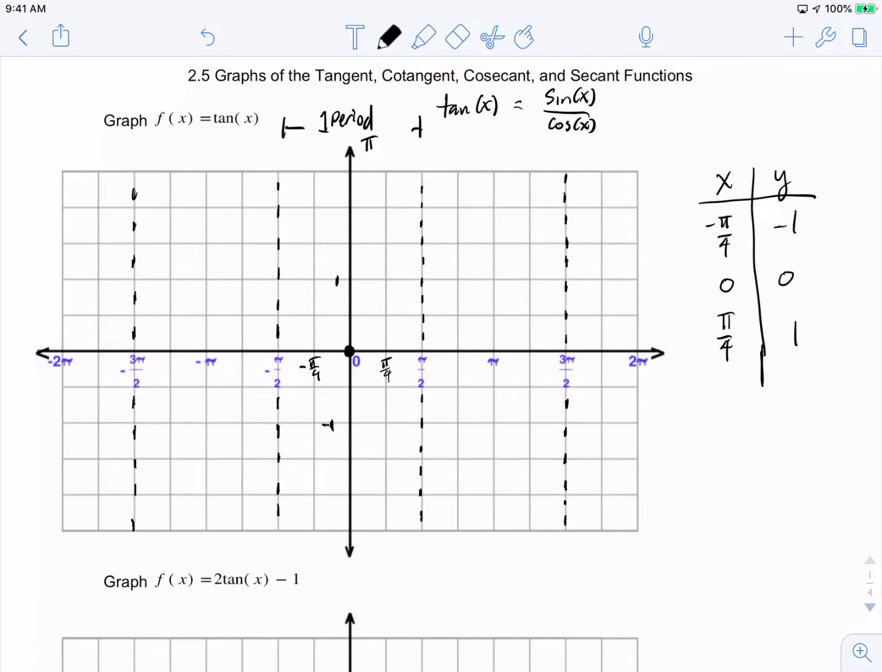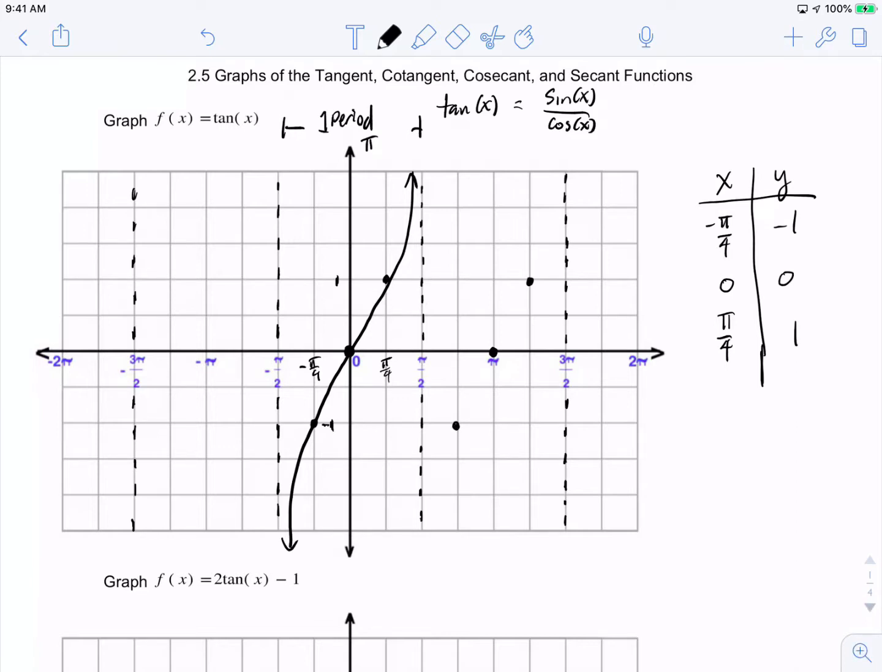So at negative pi over 4, we're going to get a negative 1. And at pi over 4, we're going to get 1. So now this graph is going to look like this. That's one graph of tangent. But notice that we have periods along the way, and so the values are just shifted over. So at pi, we're going to get 0.